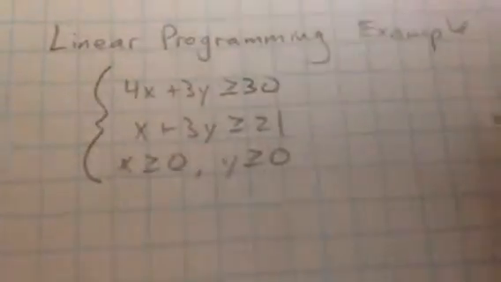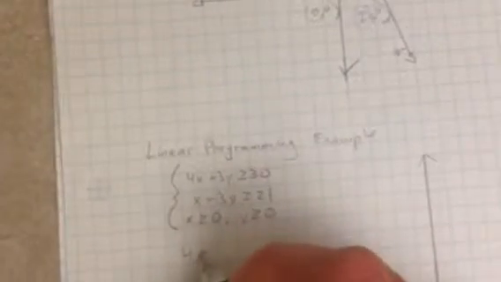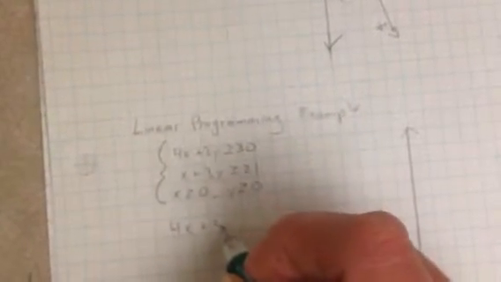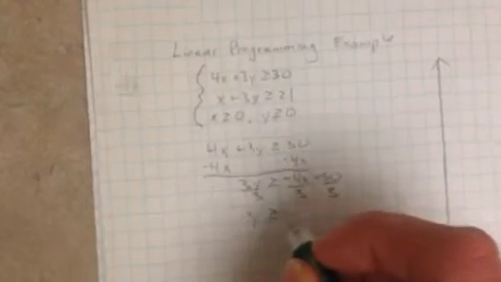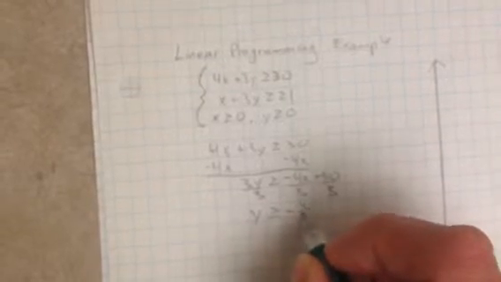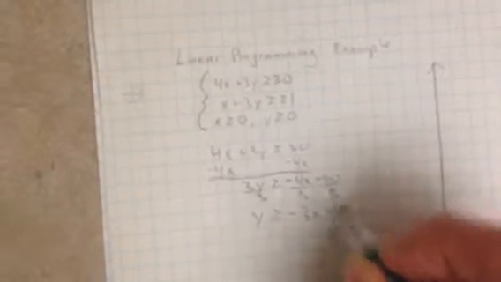Okay, we need to put that into slope-intercept form. So to do that, we have to work with this equation here. I'm going to rewrite the 4x plus 3y is greater than or equal to 30. I'm going to move some things around so that we can get this equation the way that we want it. So it's going to be negative 4x plus 30. I'm going to divide by 3 on both sides. Every term here has to be divided by 3. So we're going to get y is greater than or equal to negative 4/3 x plus 10.